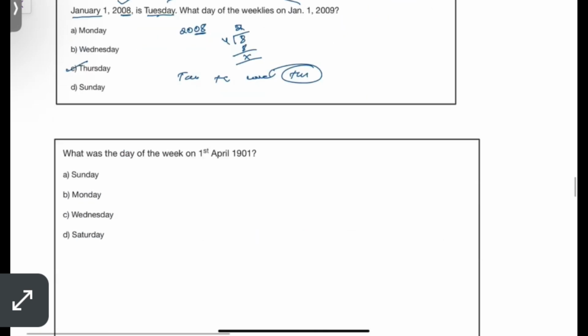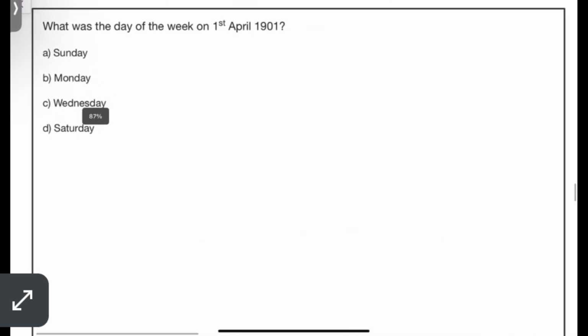If you are clear, I'll move on to next, where there is no reference. How do we do when there is no reference? There's a simple way to find. What we do is we break up this one, year first. So 1900, it can be written as this way.